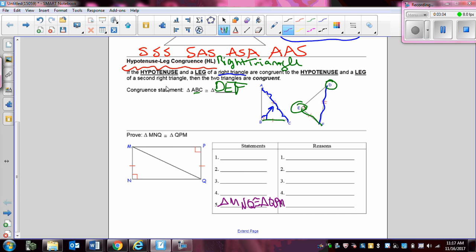And my reason is going to be one of these five congruencies: side, side, side; side, angle, side; angle, side, angle; angle, angle, side; or HL. Probably HL because that's our new one. And we usually do one of the new ones first. So I'm going to mark up my triangles.